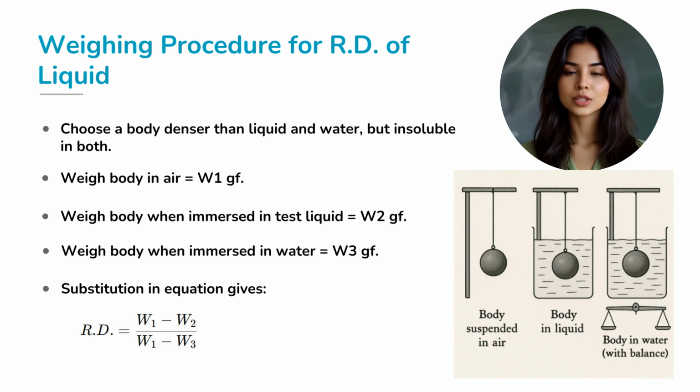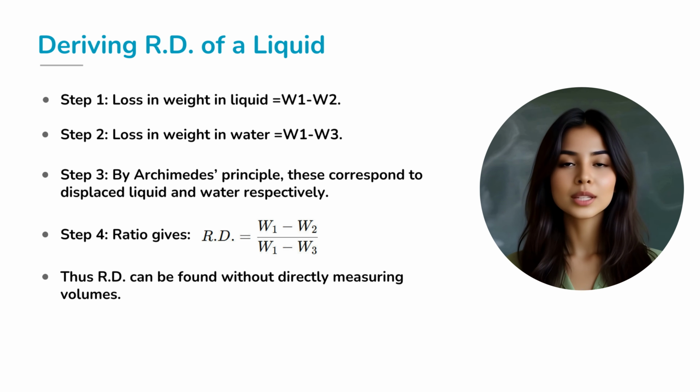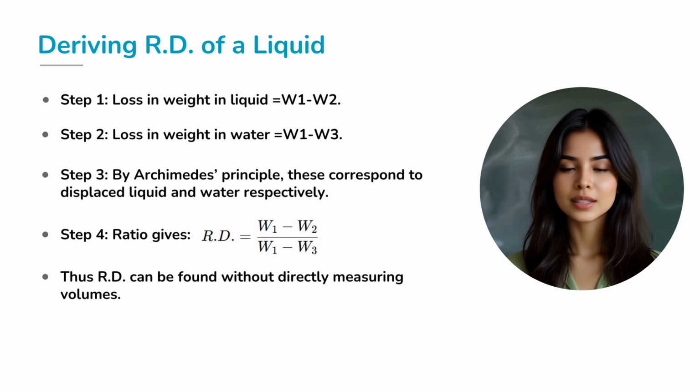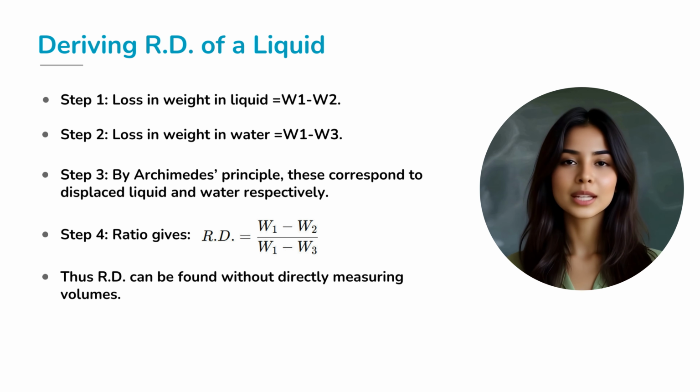RD of the liquid equals (W1 minus W2) divided by (W1 minus W3). Let's walk through why this works. Loss in weight of the body in liquid is equal to W1 minus W2. Loss in weight of the body in water is equal to W1 minus W3. According to Archimedes' principle, these losses correspond to the weights of displaced liquid and displaced water. So, the ratio of these two losses gives the relative density of the liquid.